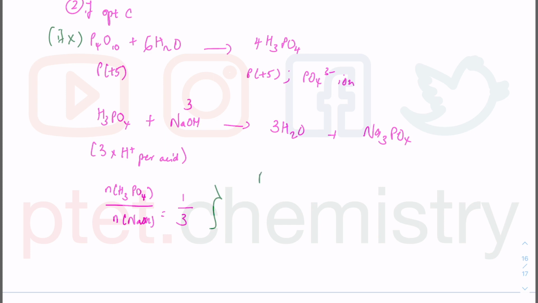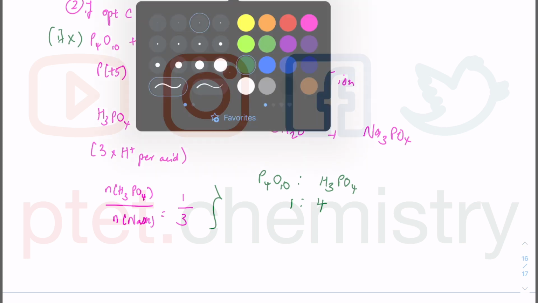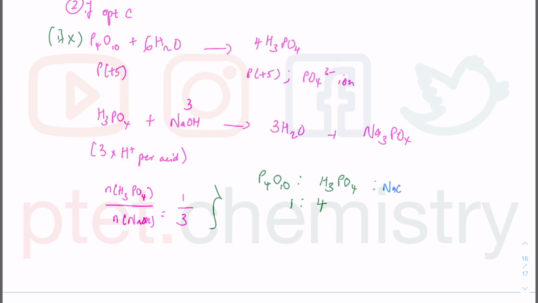So between C and D, if I work out that C is the answer, then C is the answer. But if I work out that C is not the answer, that means D must be the answer. That's the way to save time in MCQ. P4O10 to H3PO4: 1 mole of P4O10 gives you 4 mole of H3PO4. From the second equation, 1 mole of H3PO4 reacts with 3 mole of NaOH.